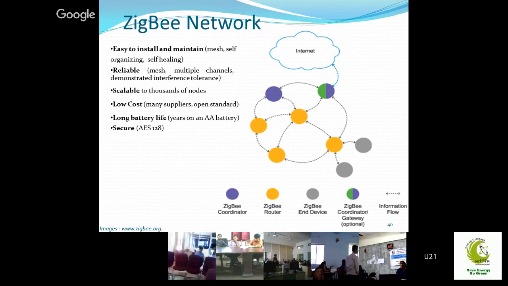On the right hand side is the network architecture of a ZigBee network. In ZigBee, you have end devices, ZigBee routers, and a ZigBee coordinator. Your end devices are where you attach your sensors. You can attach your sensors at router level as well. The difference between the end device and the ZigBee router is that only the router can participate in the routing process. That's why you can see the end devices are connected to the router, and the router is further able to communicate with other routers and the coordinator. Your coordinator can have gateway functionality as well if you want to connect it to different networks or the internet.